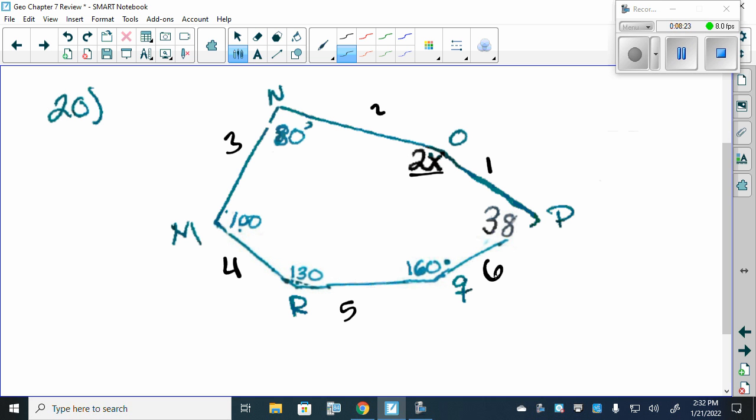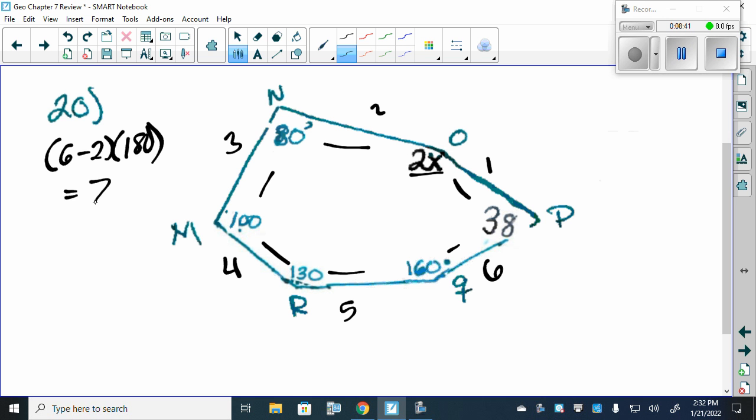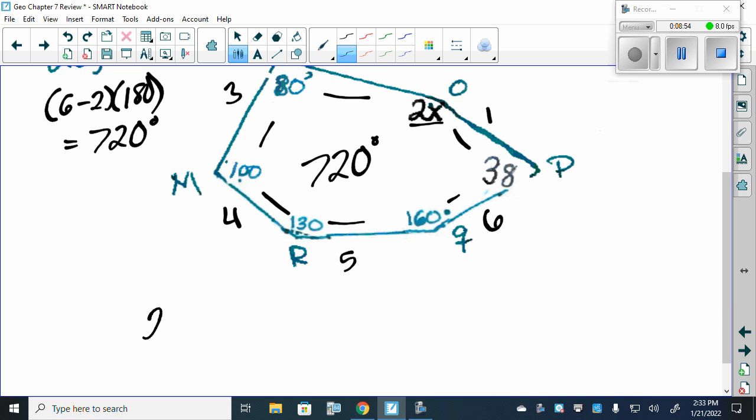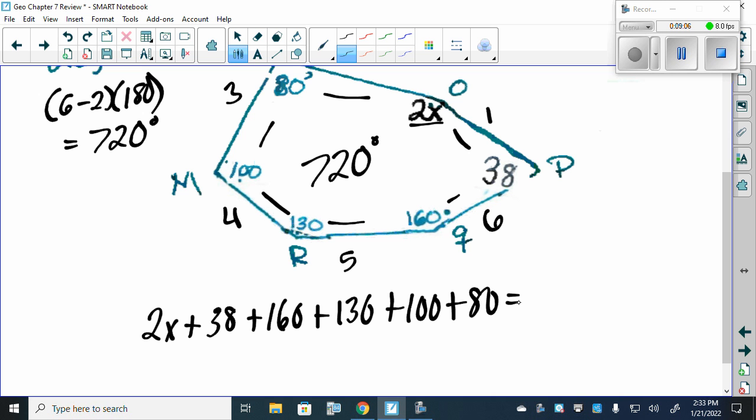And we can use our formula n minus 2 times 180, so 6 minus 2 times 180, to find out what the sum of all these angles would be. And if we plug this in, we see that this is 720 degrees. So the sum of all these angles is 720. So what we can do is we can take 2x plus 38 plus 160 plus 130 plus 100 plus 80 and set this equal to 720.